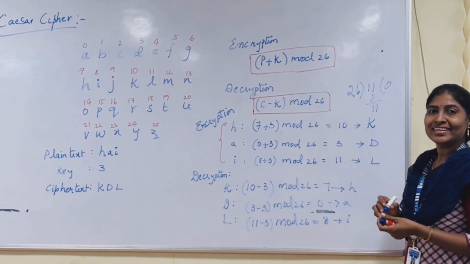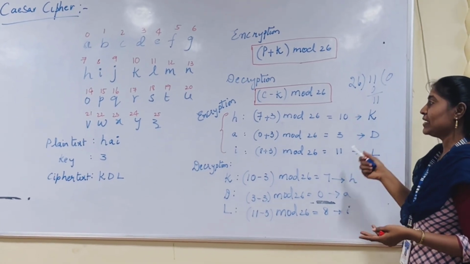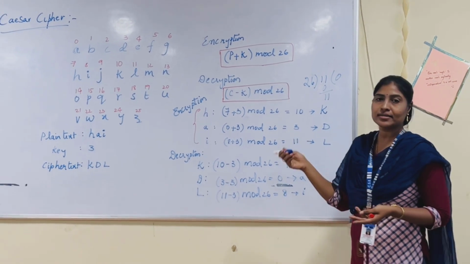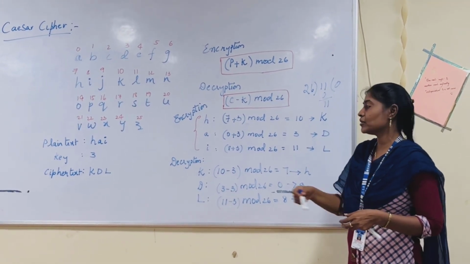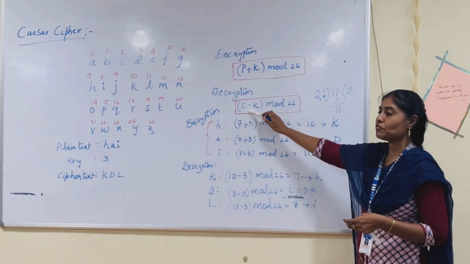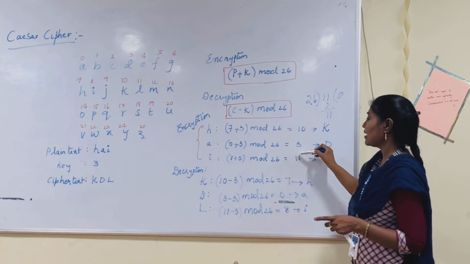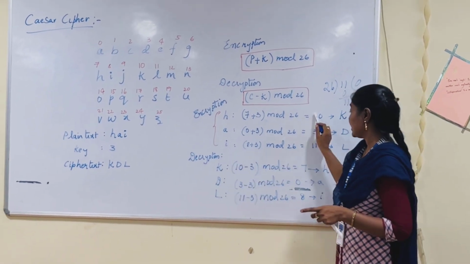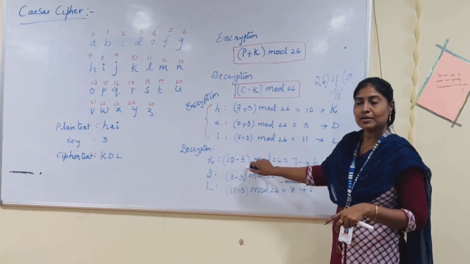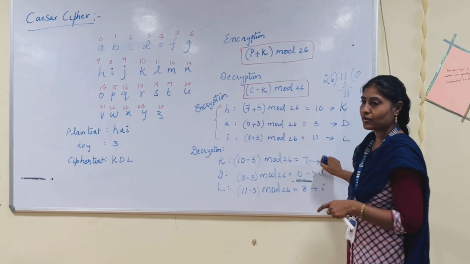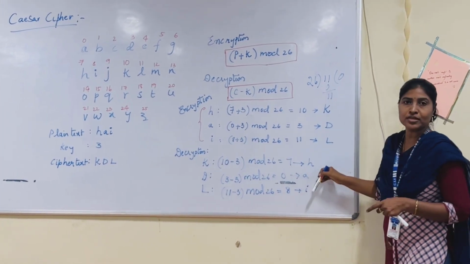This is how we convert the plain text to ciphertext, and we send that to the receiver. On the receiver side, he performs the decryption operation, but the formula used is minus. So see, the value 11 is taken for L and the value 10 is taken for K, and we subtract the key value, and the resultant value's character is placed over here. In this way, the decryption process can be carried out.